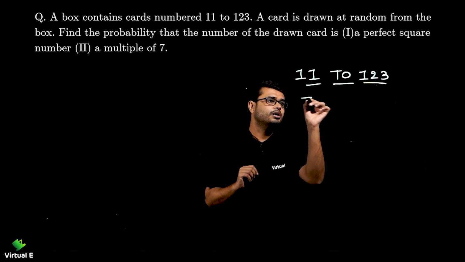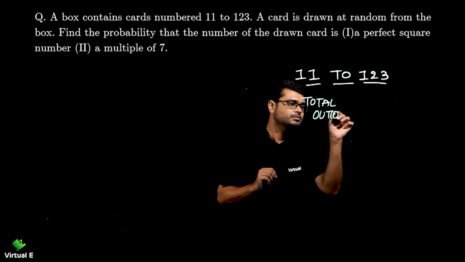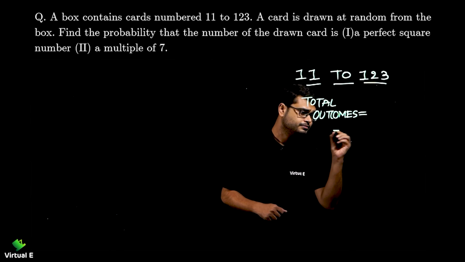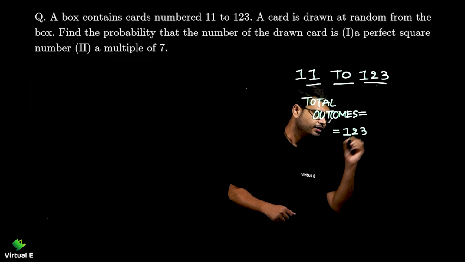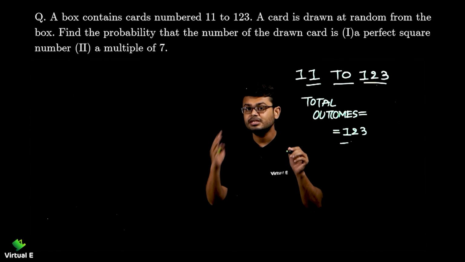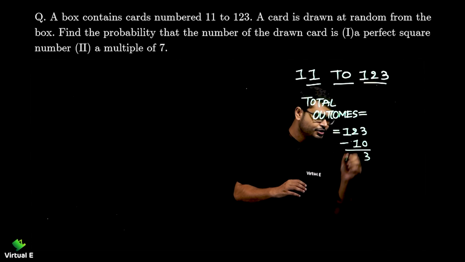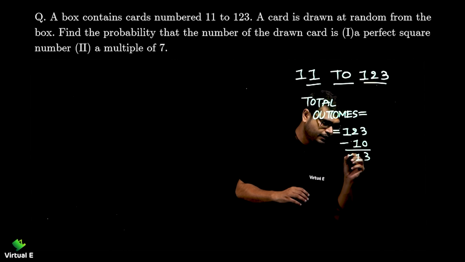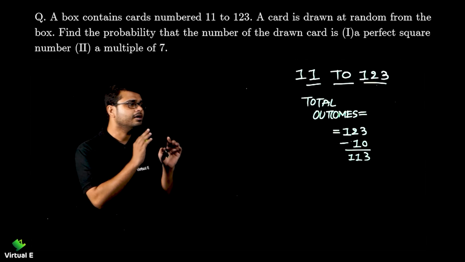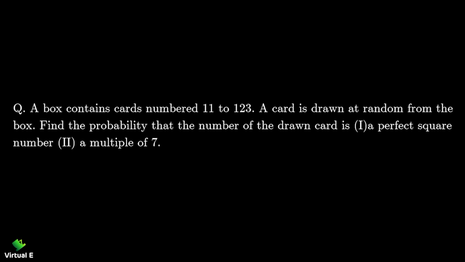So the total outcomes will be 123 minus 10, not 11. Remember very carefully, because 11 we still need to take into consideration. So 123 minus 10 is 113. Most important thing: we are supposed to take 113 as the total number of outcomes. Done. Now let's move on to the next one.